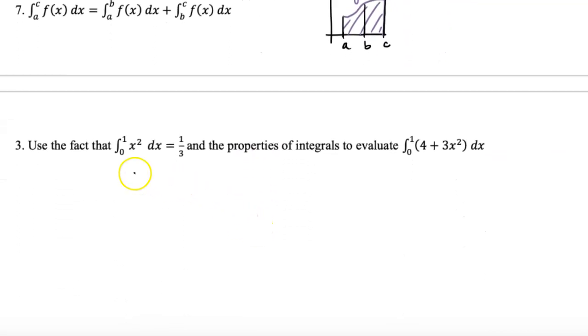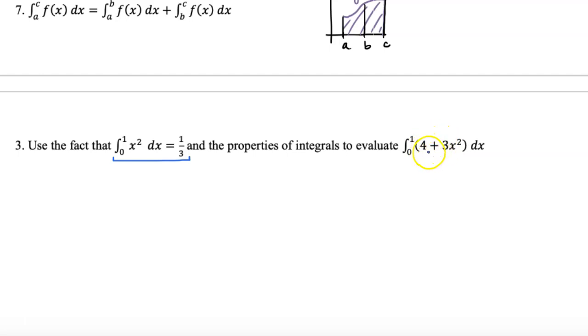In number 3, we're going to use the fact that the integral from 0 to 1 of x squared dx is 1/3. So a lot of times we're just going to be given some known integral we can work with, and the properties of integrals to evaluate the integral from 0 to 1 of 4 plus 3x squared dx.